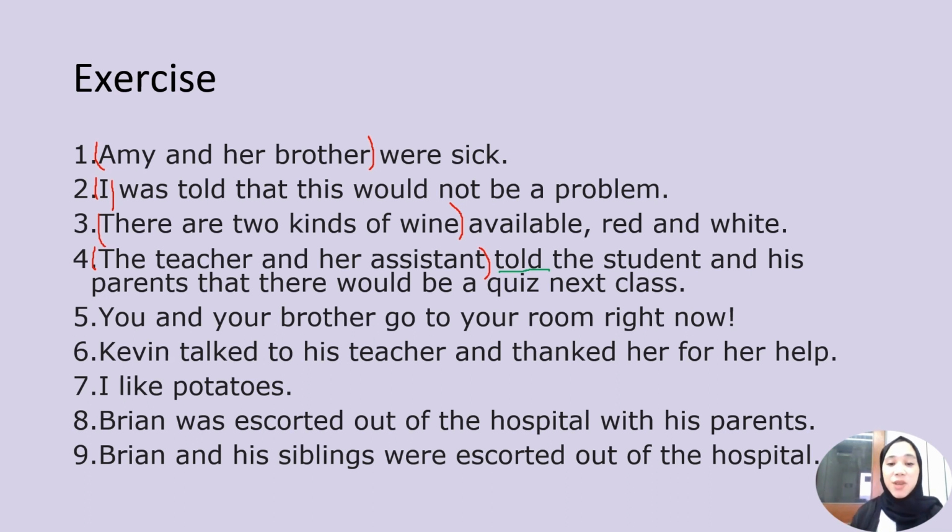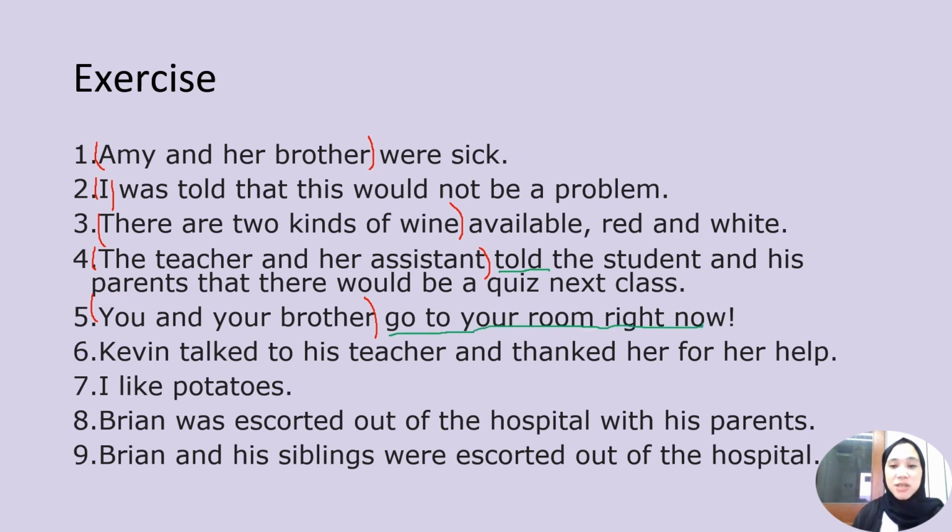Number 5, you and your brother go to your room right now. So the subject is, who is the sentence about? It's about you and your brother. So you and your brother is the subject. Go to your room right now is the predicate. Because like I said, predicate starts with the verb. Go is the verb.